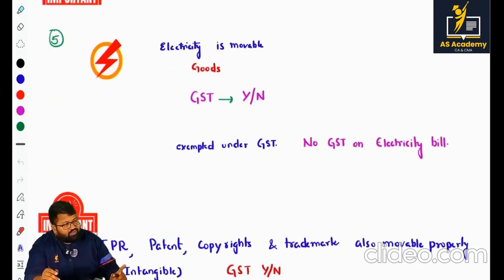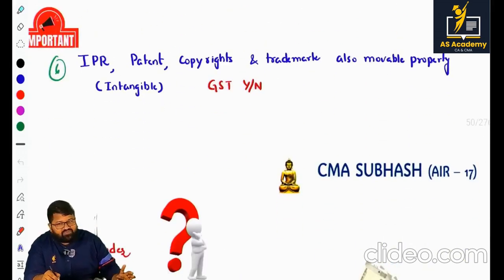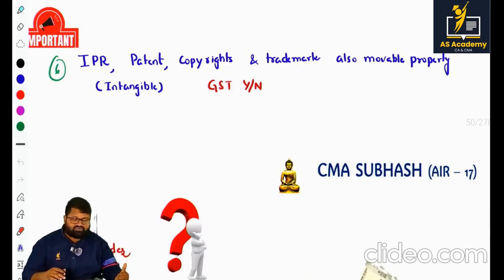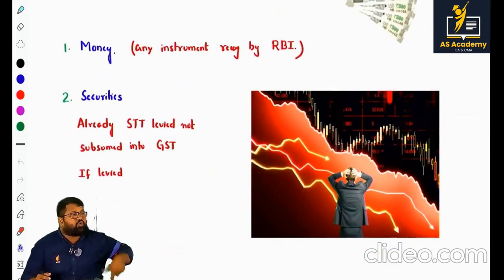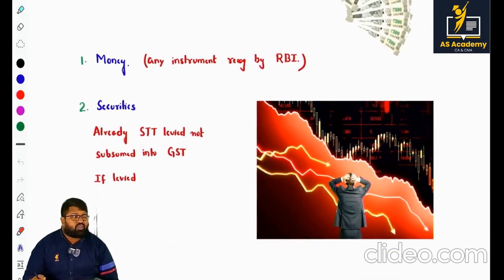Okay. What about the fifth one? Electricity is movable, it's a good, but however there is some sort of exemption. Next, what about the sixth one? Are they tangible or intangible? Intangible items. On intangible assets also GST will be levied. Next, what are excluded? Money and securities.